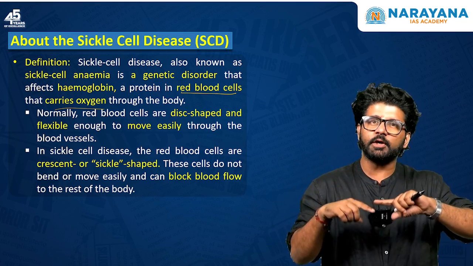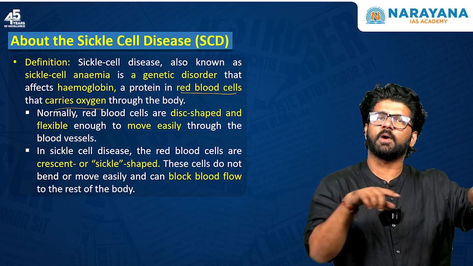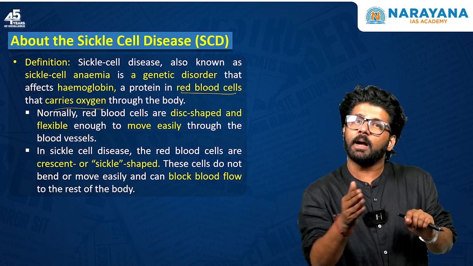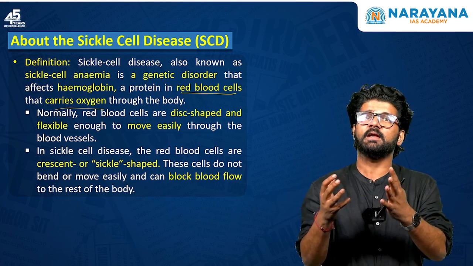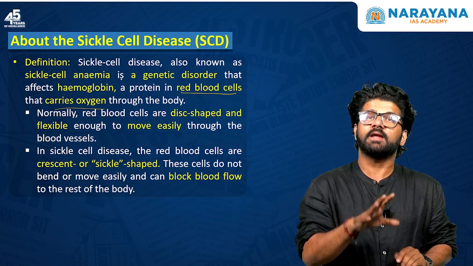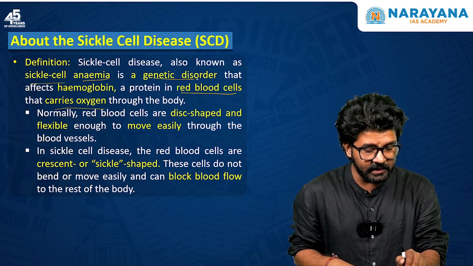So RBC, what are they doing? Supplying oxygen from the lungs to different parts of the body. WBC, white blood corpuscles, what are they doing? They are fighting against infections, right? So sickle cell disease, which is also known as sickle cell anemia, is a genetic disorder.